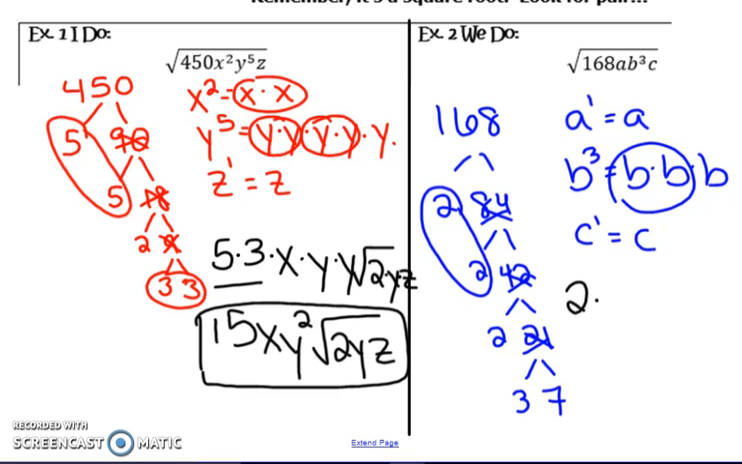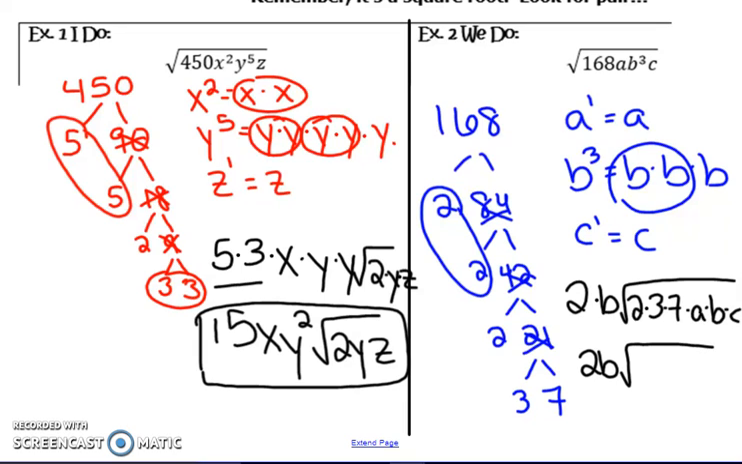I have a pair of 2s, and I have a pair of b's. On the inside, I have a 2, a 3, a 7, an a, a b, and a c. This is everything that's not circled underneath that radical. So now if we simplify it, 2 times b is just 2b.